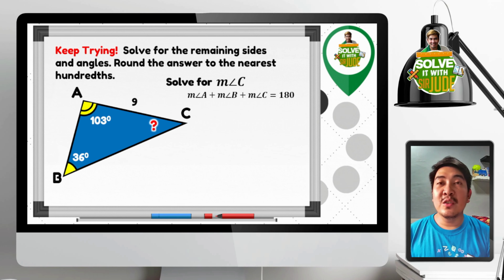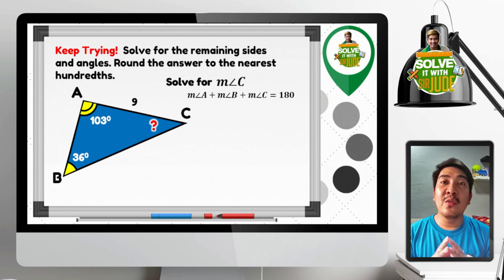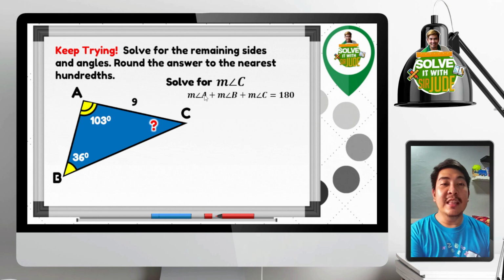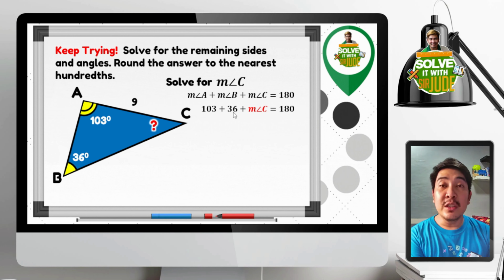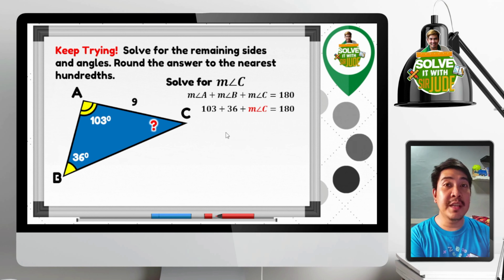So in order for us to solve for the measure of angle C, we will be using the theorem that states that the sum of the interior angles of any triangle is equal to 180 degrees. So in this case, we will be using measure of angle A plus measure of angle B plus measure of angle C is equal to 180. Then let us substitute. So we now have 103 for measure of angle A plus 36 for measure of angle B plus measure of angle C is equal to 180.